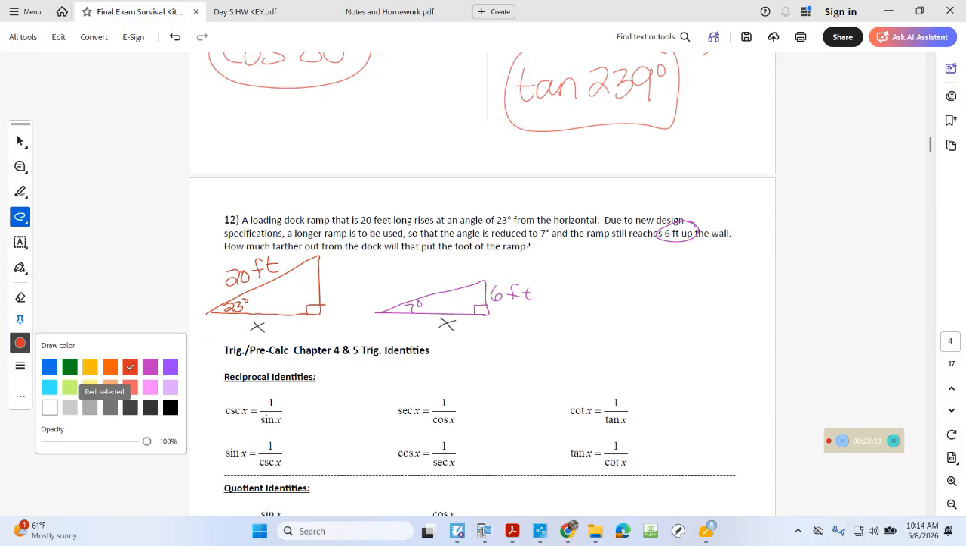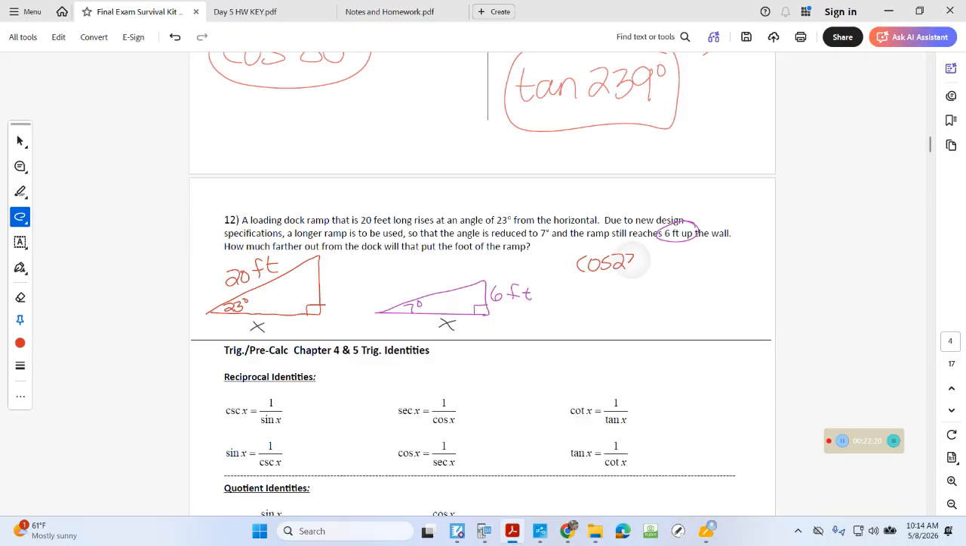Well, for this one, I have adjacent that I need to find out, and I know hypotenuse. Adjacent, hypotenuse, I'm going to do cosine on it. So I'm going to do cos of 23 equals adjacent over hypotenuse. Now this is one where you want to make sure your calculator mode is in degrees. So 20 cos 23, I punched it in earlier, you get 18.4.